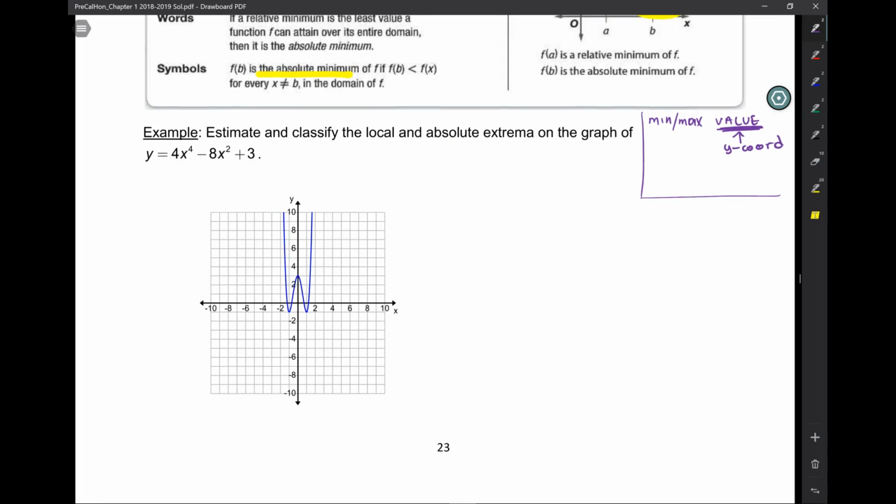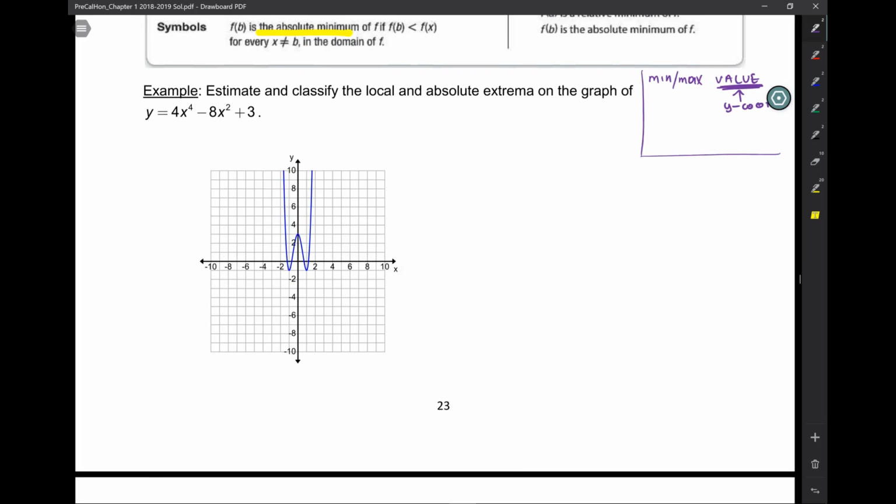Estimate and classify the local and absolute extrema on the graph of blah, blah, blah. So we're going to estimate and so on. Okay, so we clearly have an absolute max here. Where is that absolute maximum? Negative infinity and infinity? No, where is the absolute maximum? At zero. Okay, so absolute maximum at x equals 0. That's one way of saying it.